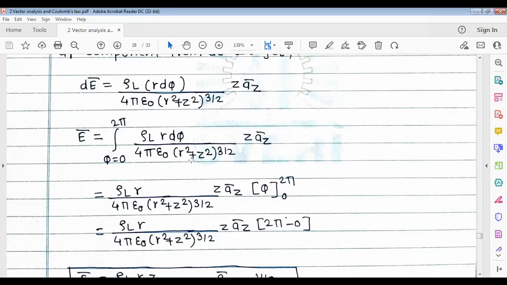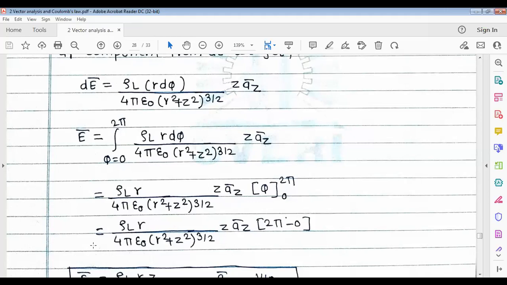So here it is equal to rho L into r. We are taking all these terms outside and we are just taking this variable here, that is phi. All terms will remain as they are, and integration of d phi is phi, which is changing from 0 to 2 pi. So it is equal to rho L r divided by 4 pi epsilon 0 r square plus z square raised to 3 by 2, z a bar z as it is, and this is 2 pi minus 0.